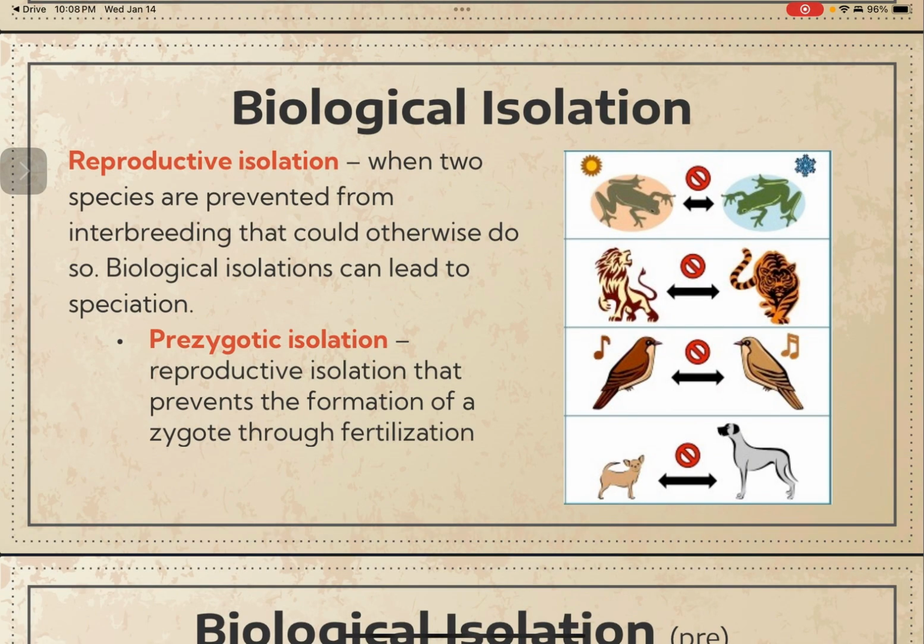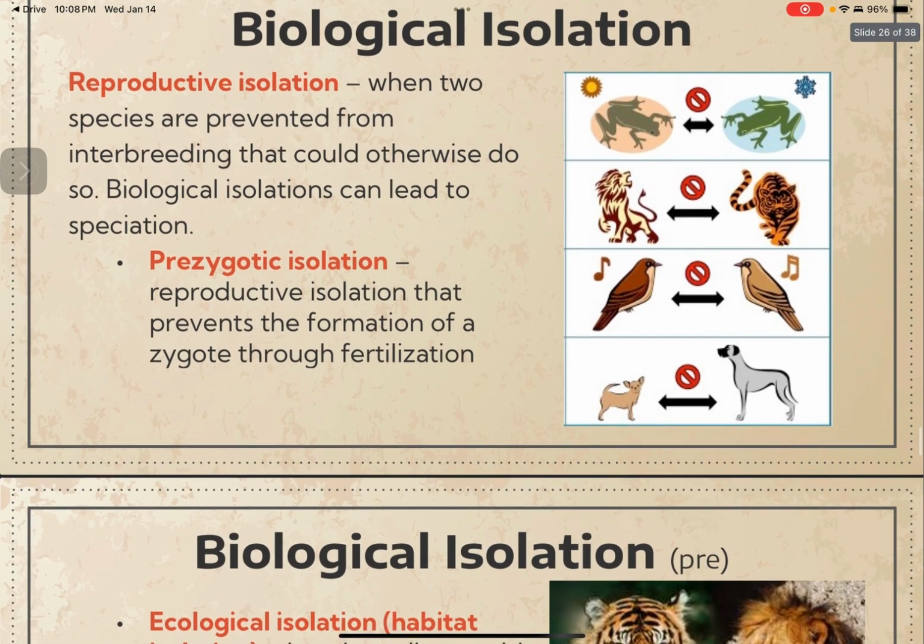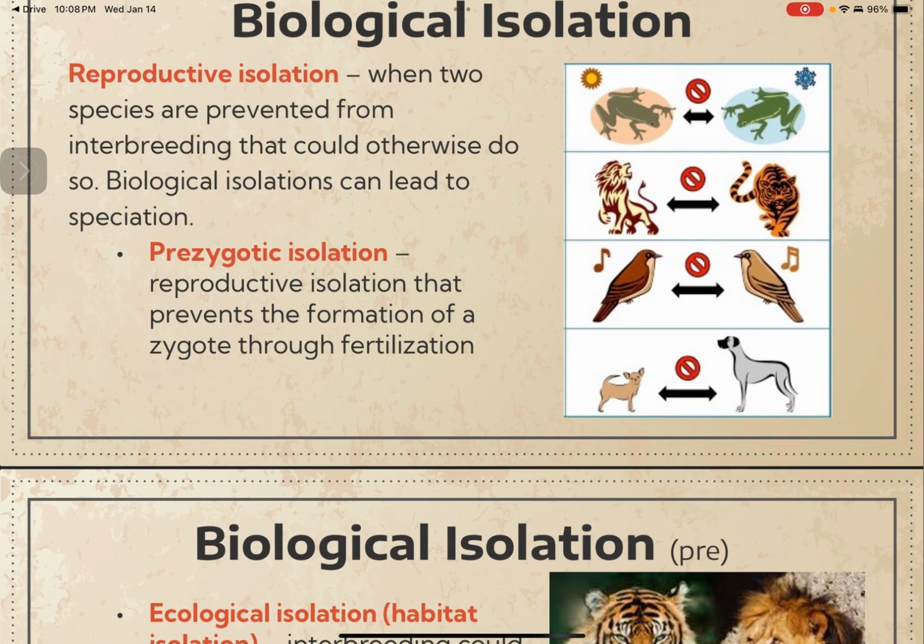Moving on to biological isolation. This is where we have our reproductive isolation. So when 2 species are prevented from interbreeding that could otherwise do so, biological isolation can lead to speciation. So one form of this is pre-zygotic isolation. This is reproductive isolation that prevents the formation of a zygote through fertilization.